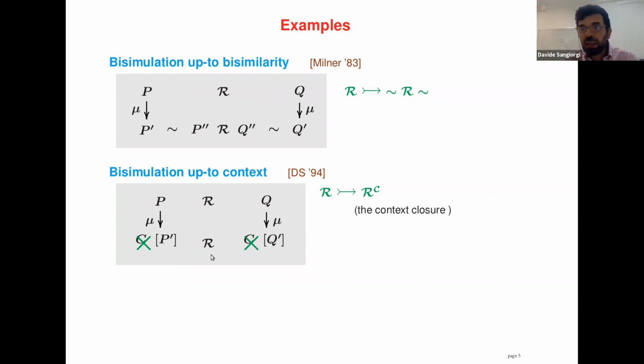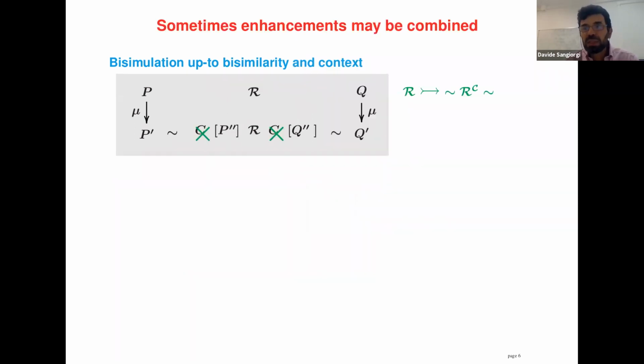And there are many more enhancements. In fact, the more featureful your language is, the larger the spectrum of possible enhancements is. Okay, so we'll not mention more enhancements, but something that I want to mention is the fact that it is often useful to be able to combine enhancements. So in this case, for instance, I am combining up to bisimilarity and up to context, and this is what we get at the end.